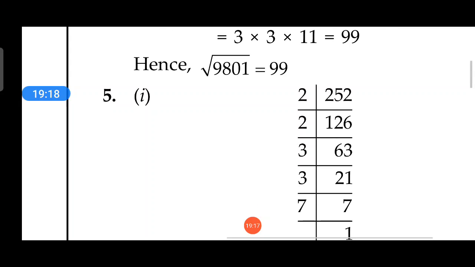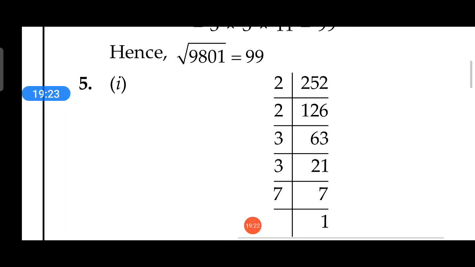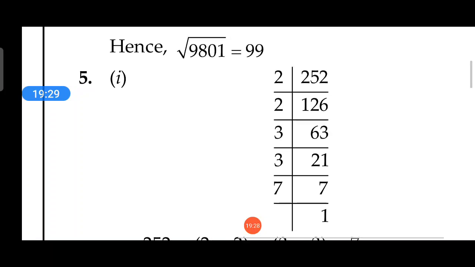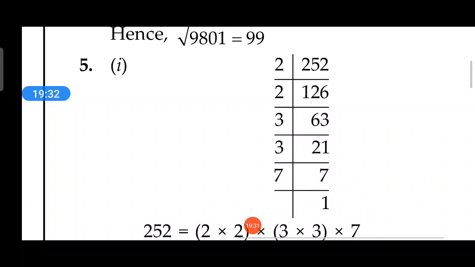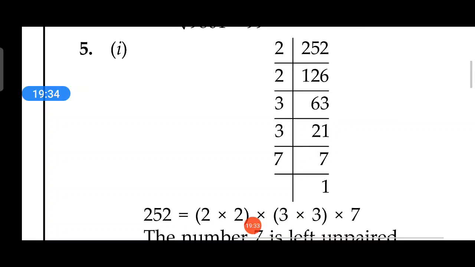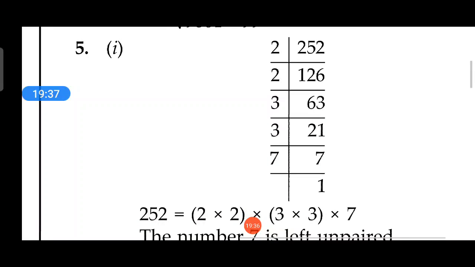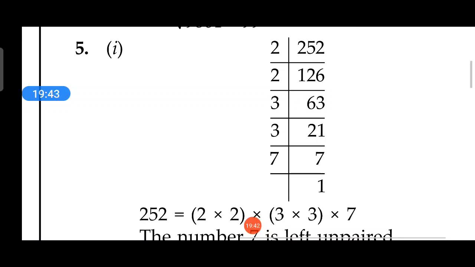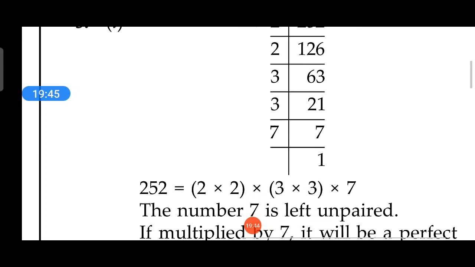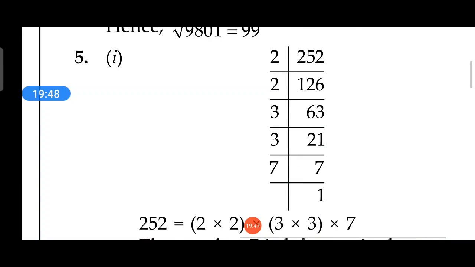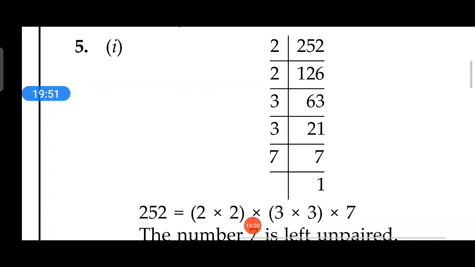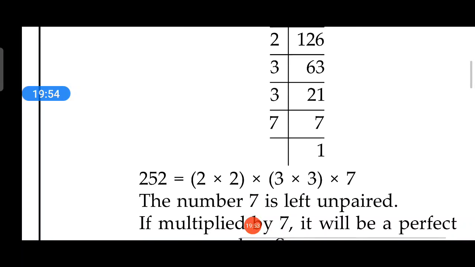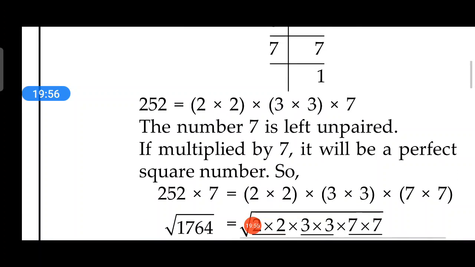And last question now, question number 5. For each of the following numbers, find the smallest whole number with which it should be multiplied so as to get a perfect square. Also find the square root of the square number so obtained. So here 252. Now we need to see whether the number is multiplied by itself 2 times or not. If you do prime factorization, 2 into 2, 3 into 3 and 7 is unpaired. So a number is left unpaired.